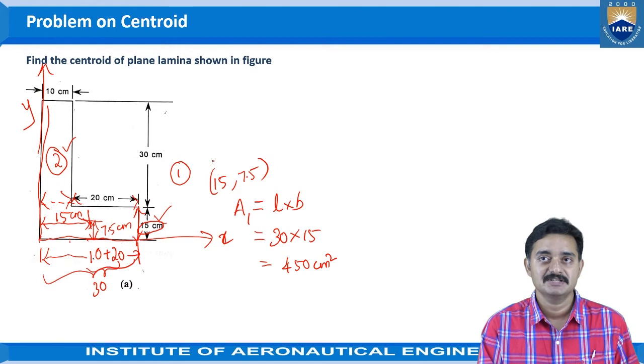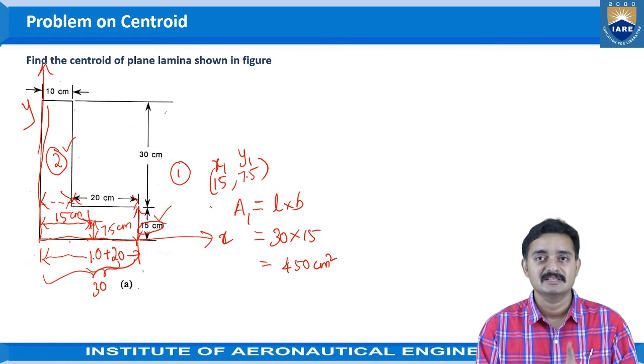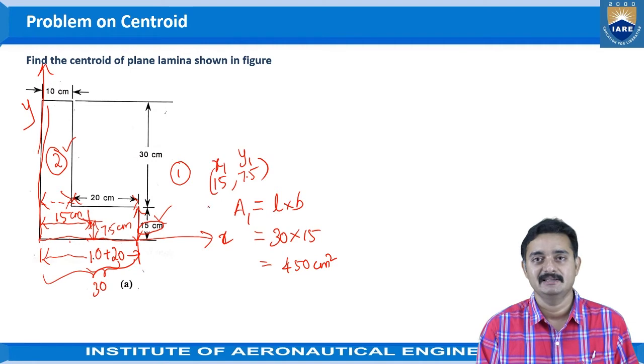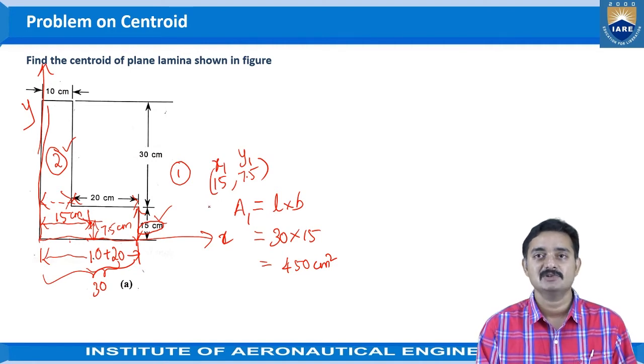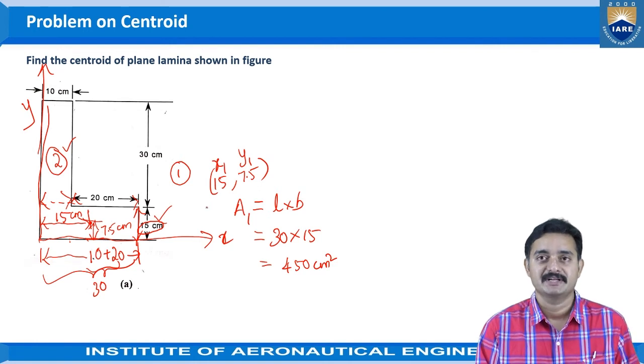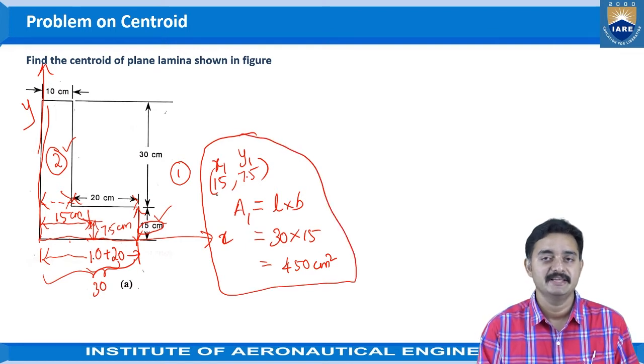For this representation, we can take it as x1 and y1, where x1 is the distance of the centroid from the y-axis for the first rectangle, and y1 is the distance of the centroid from the x-axis for the first rectangle. So all these calculations and representations which we have made here are for the first rectangle.